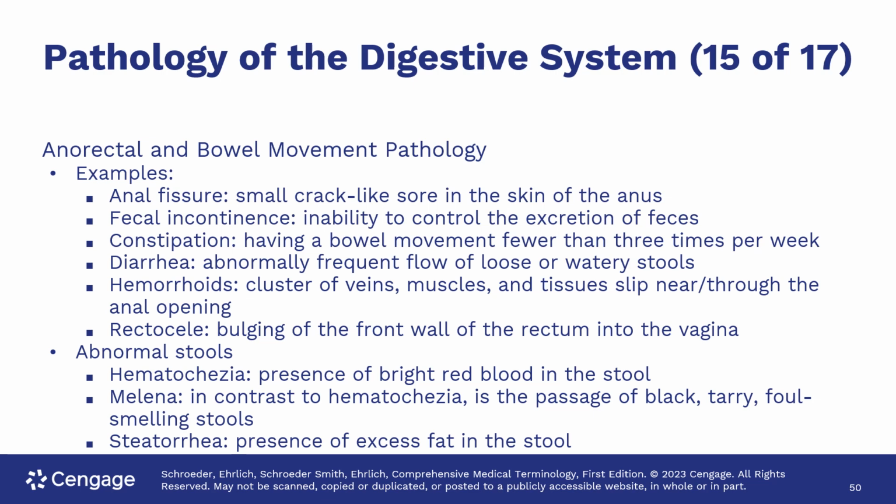And abnormal types of poop are hematoschezia, which is bright red blood, or melena, which is dark gooey poo that has blood in it. Steatorrhea is fatty poop. Gross.